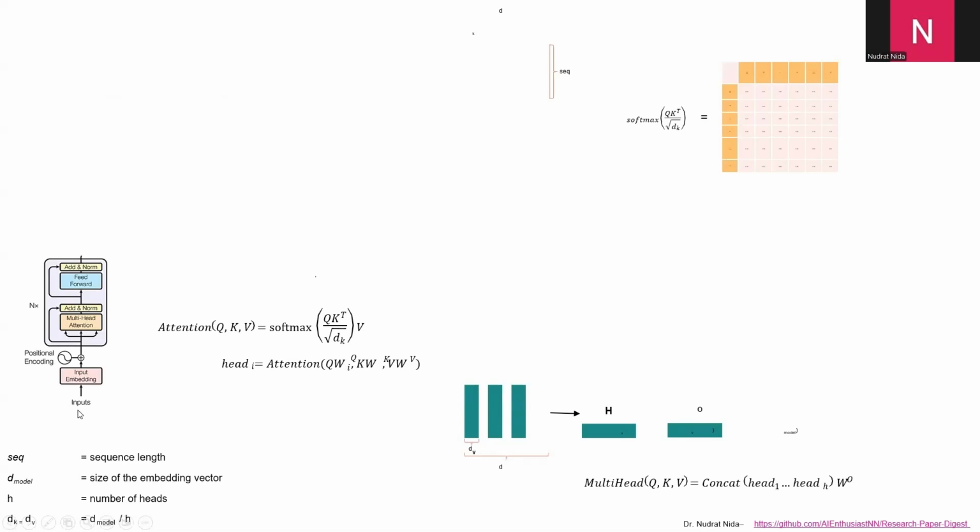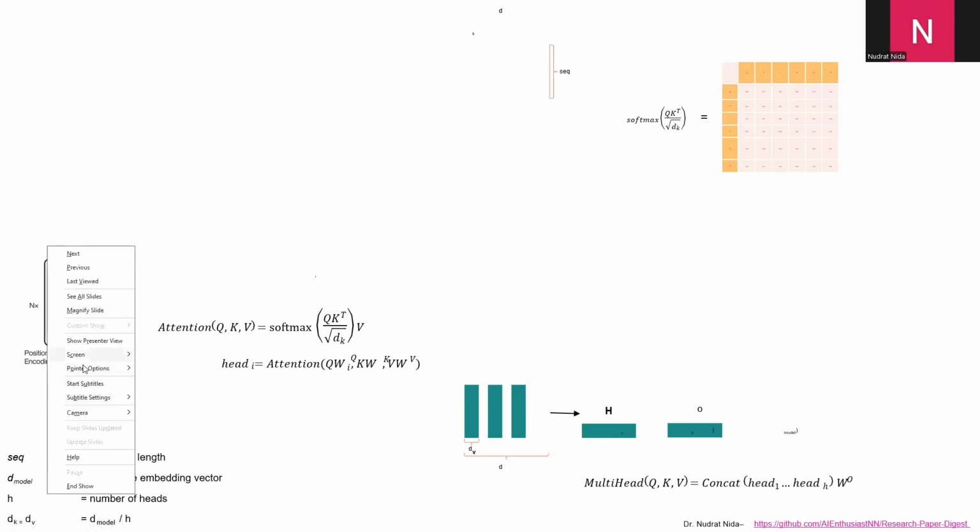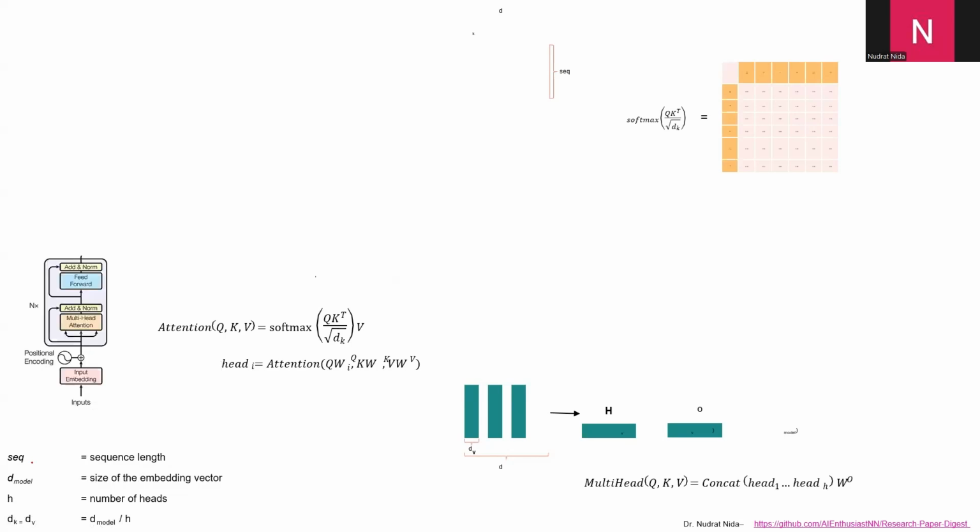First of all, an input of sequence length is provided, and this model has the embedding with D model embedding. Sometimes it is also represented as DK and DV. And then H is the number of heads.